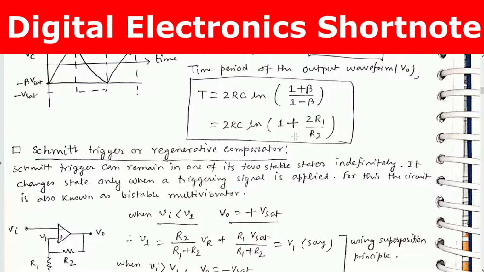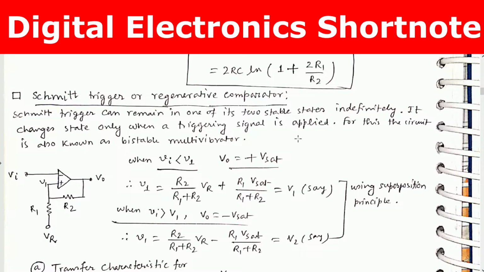Now, Schmitt trigger and regenerative comparator. We can also design a Schmitt trigger using an op-amp. A Schmitt trigger can remain in one of its two stable states indefinitely.